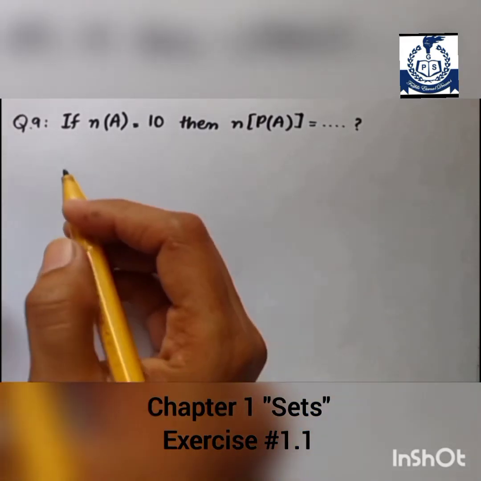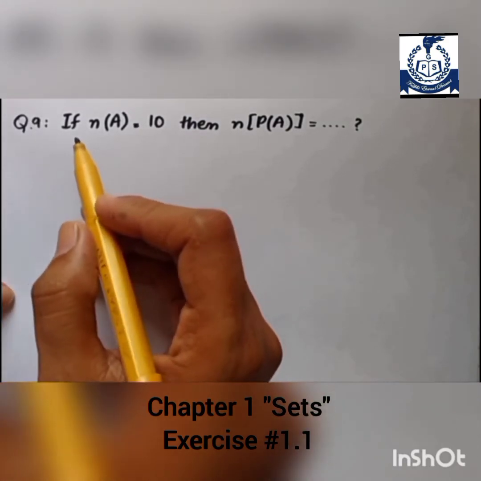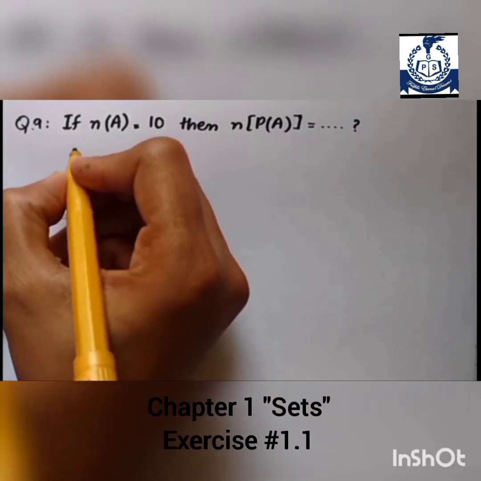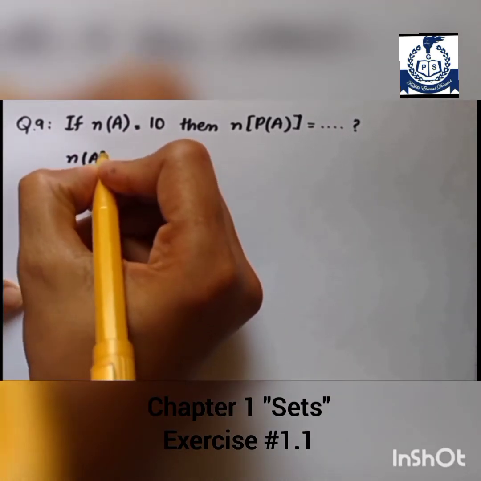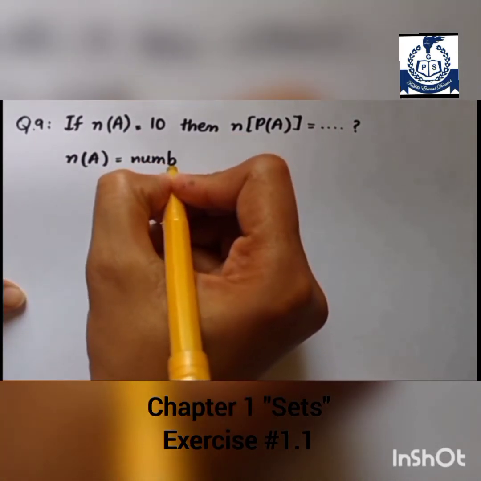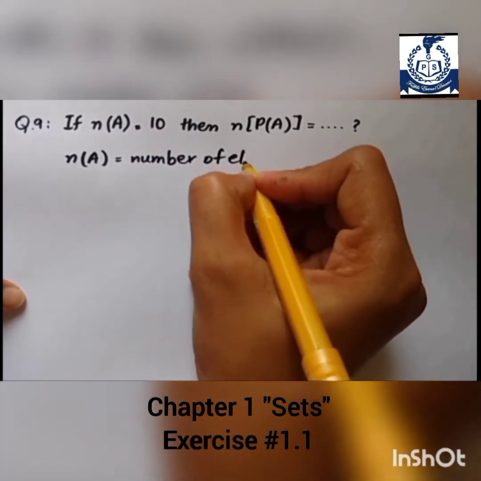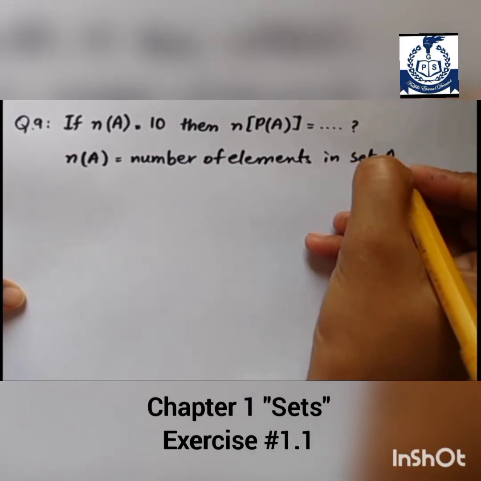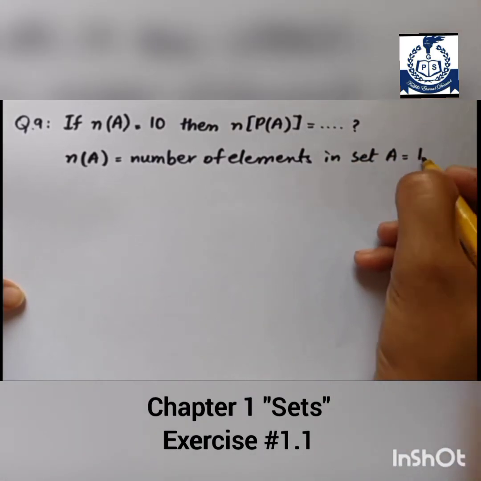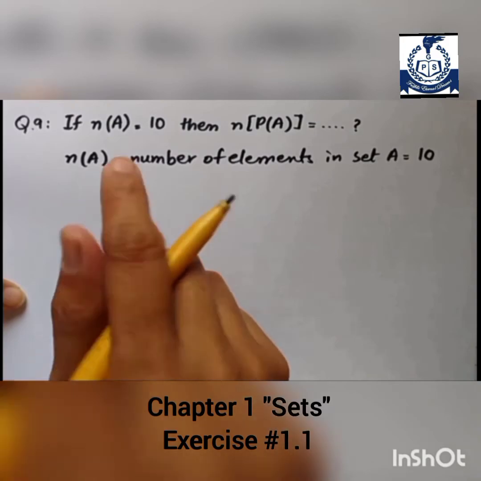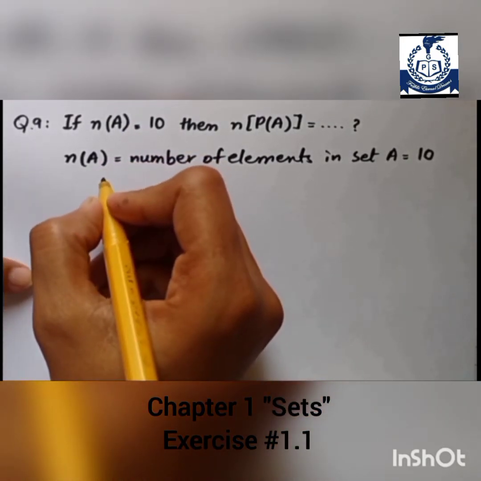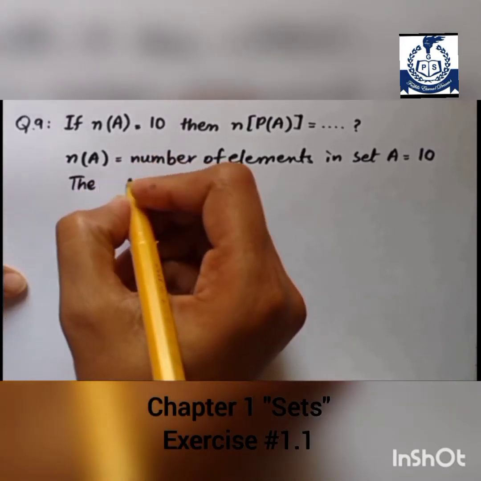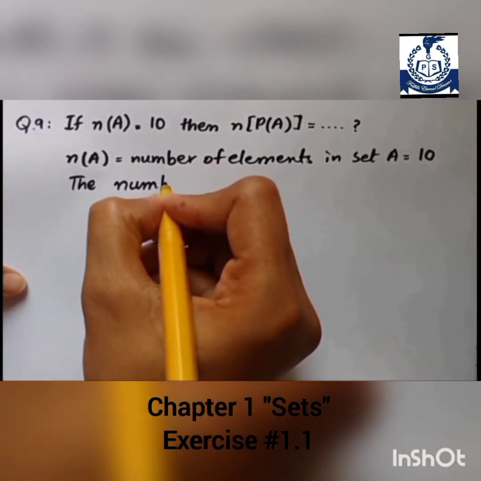Question number 9. If n(A) is equal to 10, then find n(P(A)). We have a set A where the number of elements is equal to 10, means 1, 2, 3, 4, 5, 6, 7, 8, 9, 10. We have 10 elements in set A.